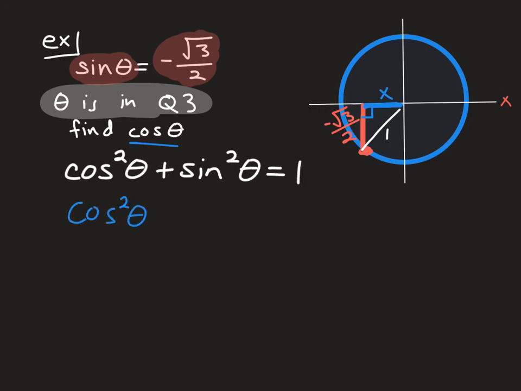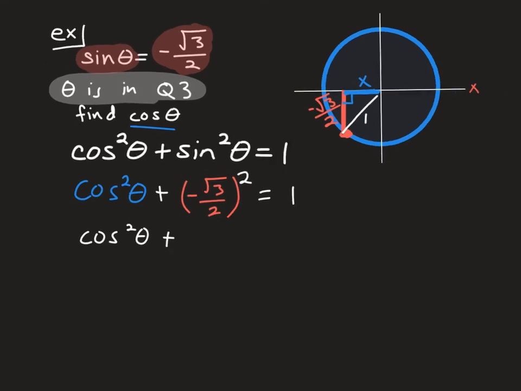And then the Pythagorean identity says to start with cosine squared. Now I have plus sine squared, and my sine is going to be negative root 3 over 2, so that's my sine of theta. But then the Pythagorean identity says that it's sine squared of theta, so I'm going to go ahead and square that. And then that's equal to 1. All right, so we've got cosine squared theta.